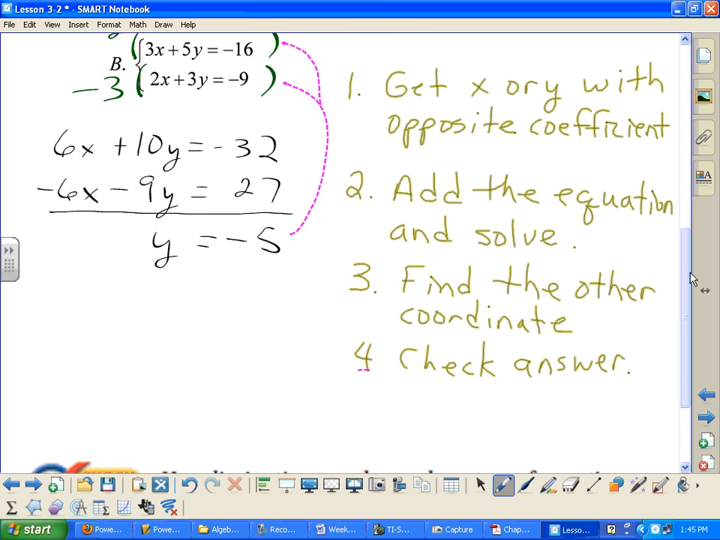So you can pick which one you want. I chose the first one in the previous example, so I'm going to do the second one this time. So we get 2x. Oops.